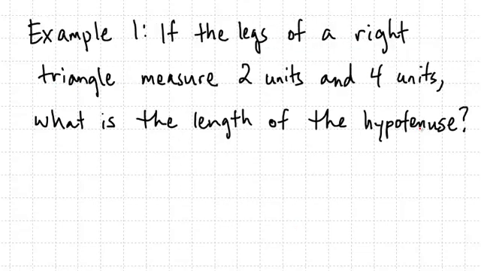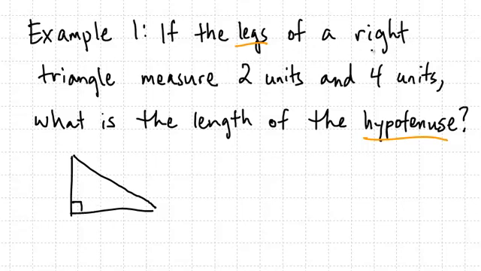How would we use that? Well, in our first example, let's see. If the legs of a right triangle measure 2 units and 4 units, what is the length of the hypotenuse? Okay, so let's get used to using that vocabulary, the legs and the hypotenuse. I'm going to draw out just a typical right triangle. I can draw it any way I like as long as there's a right angle there. So if the legs of a right triangle measure 2 units and 4 units, that means I have one of the legs equal to 2 units, one of the legs equal to 4 units. What is the length of the hypotenuse? Okay, so it's that side that I'm looking for, the length of this side.